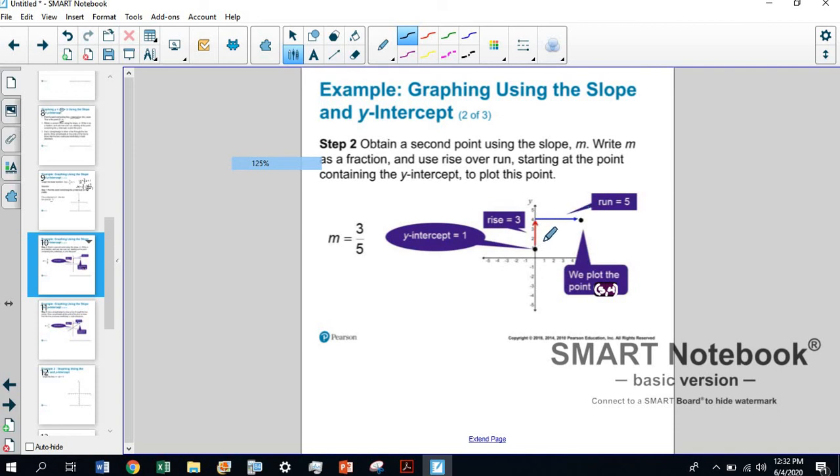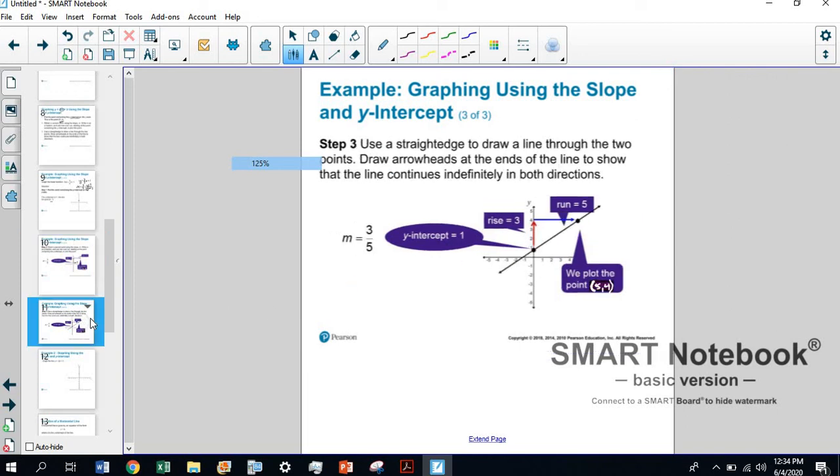All right, so this was the point 0, 1. If we go up 3, we have a y value of 4. If we go to the right 5, we have an x value of 5. So the point here is 5, 4. So then we go from 0, 1 to 5, 4, and we just connect the dots. All right, and so we connect those two, put arrows on the end to represent that the line goes on forever, and that's the way you do it.